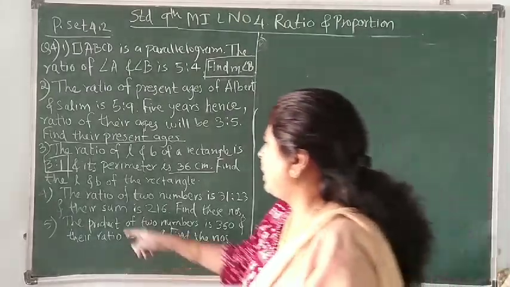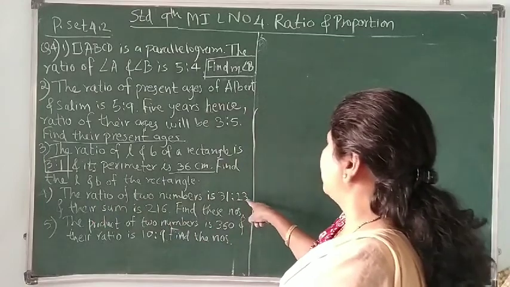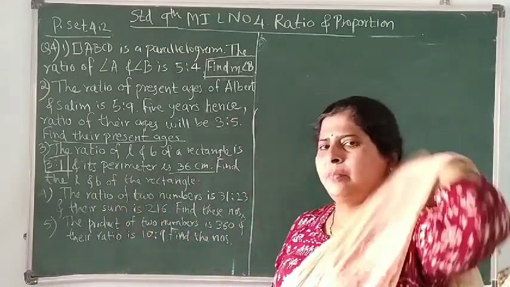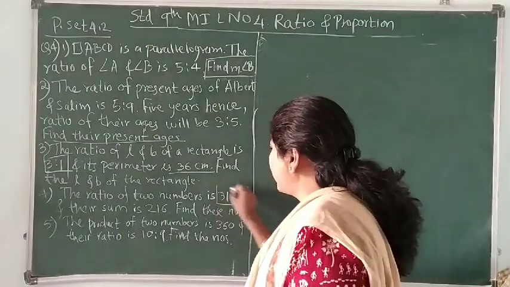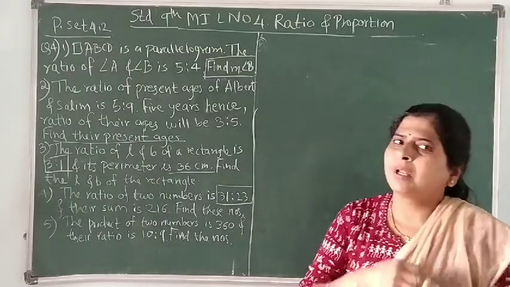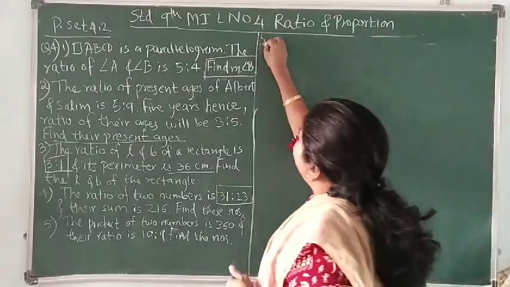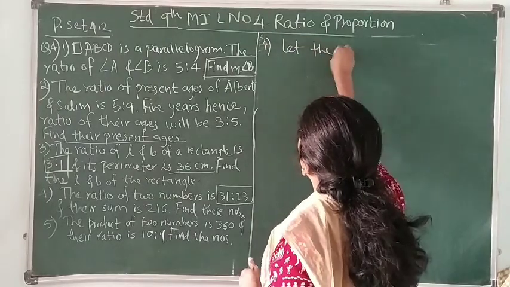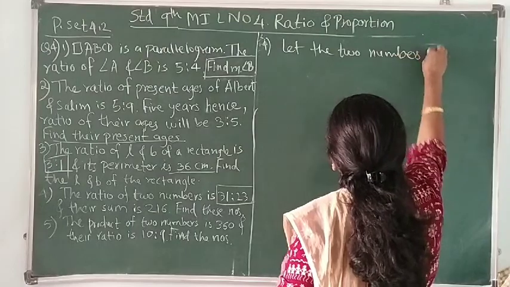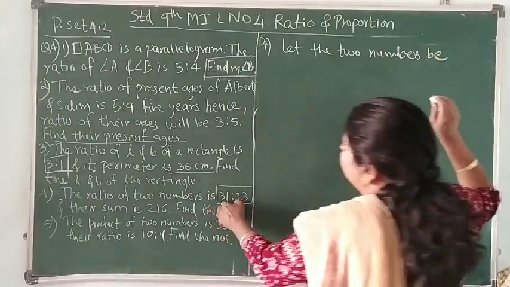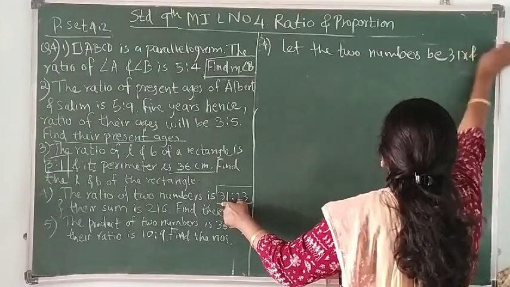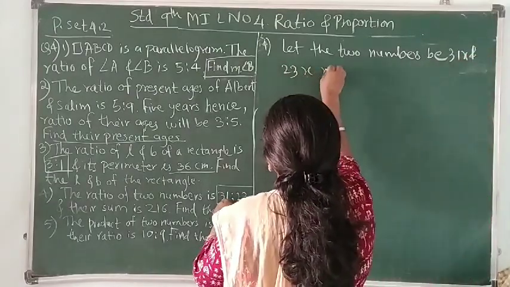In the fourth sum, we have the ratio of two numbers is 31:23 and their sum is 216. Find these numbers. Again, what is the ratio given about? It's about two numbers. Whatever the ratio given, we have to multiply by x. So we will write for the fourth, let the two numbers be 31x and 23x respectively.